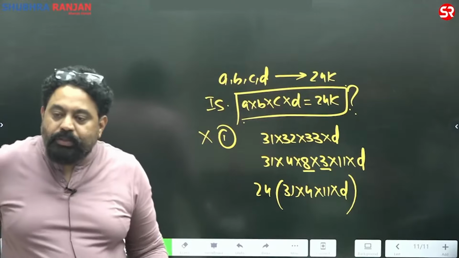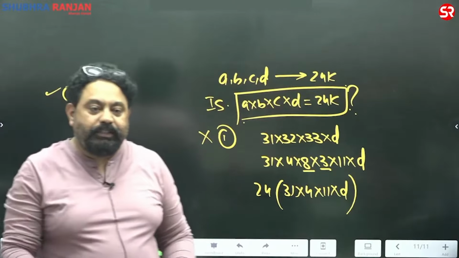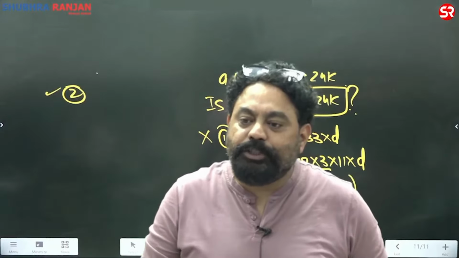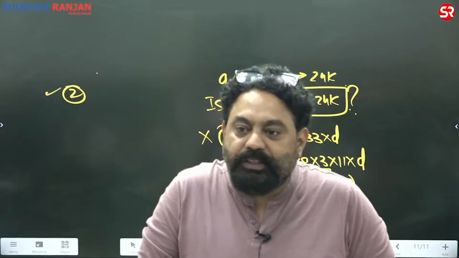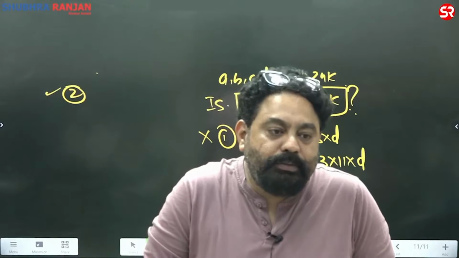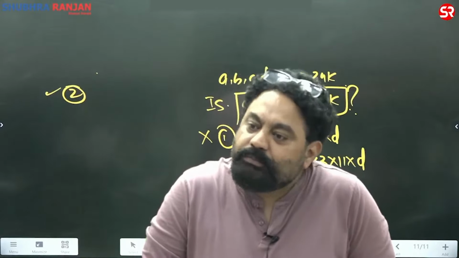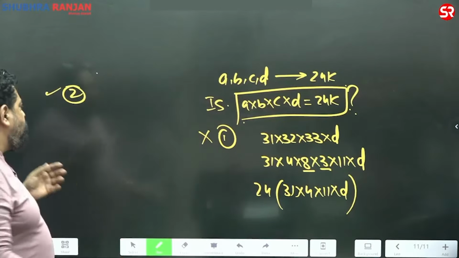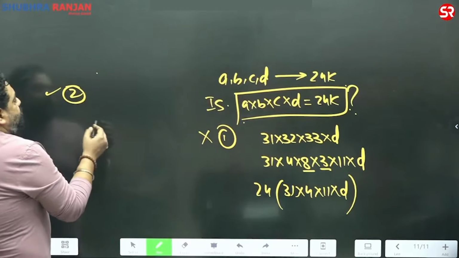Sir, how? Here, come on, you are intelligent. Suniye, 24 kaise aata hai? Every fourth number is going to be a multiple of 4. Every third number is going to be a multiple of 3. Every second number is going to be a multiple of 2. 2 into 3 into 4. Khatam. Koi bhi utha lo. Randomly koi bhi pick kar lo. Tum mere se naraz ho jao chahe, phir bhi mujhe koi farak nahi padta.